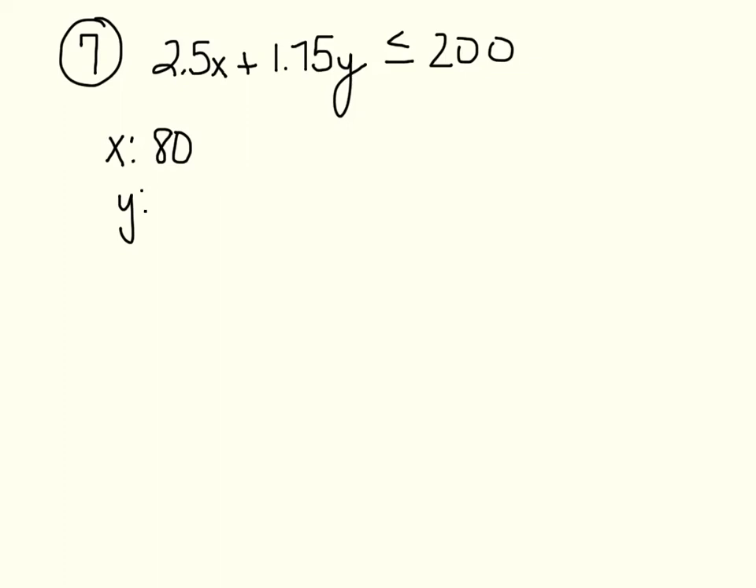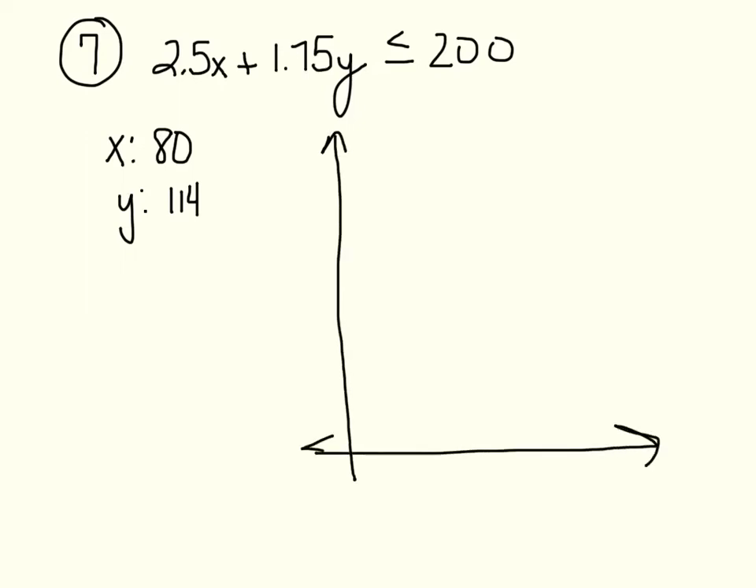divide that, you don't get an even number. But you can't have 0.3 feet, so we're just going to say 114. Or you can say 115 if you wanted to round up, since you would actually need a little more. So now, if we graph this, you would graph it only in the first quadrant.